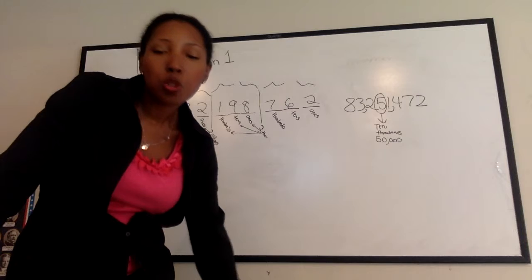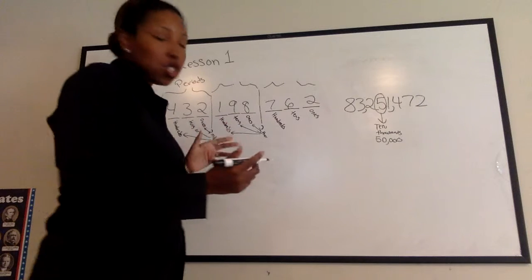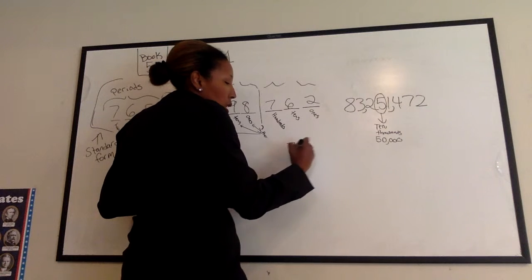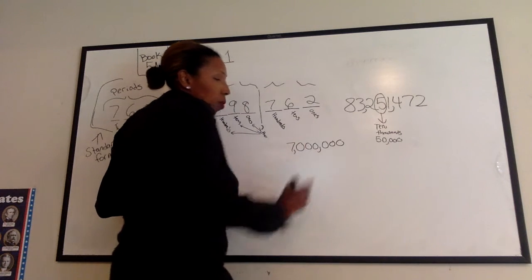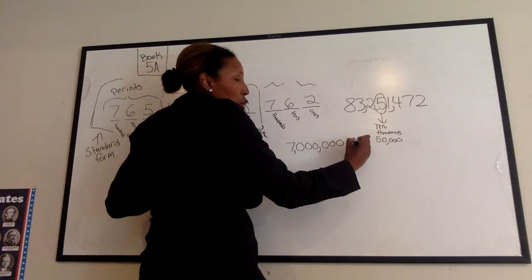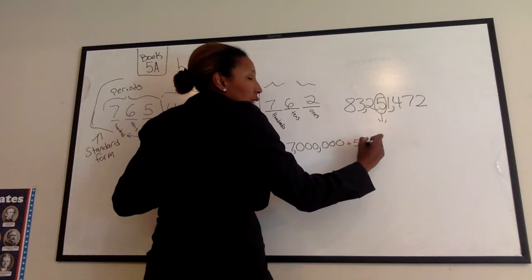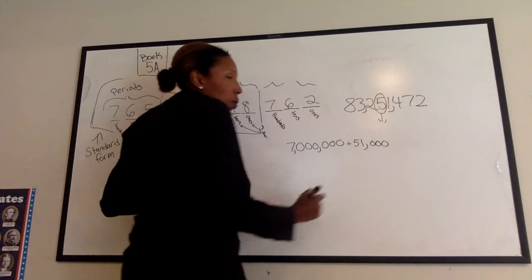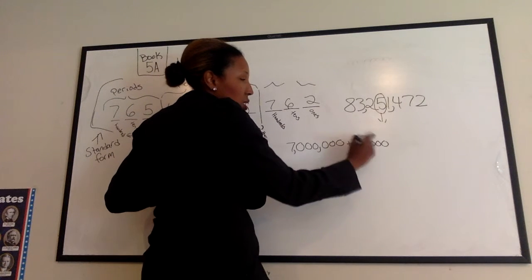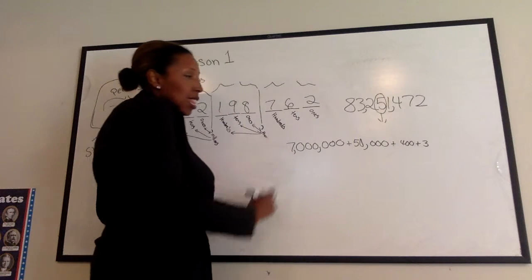They may ask you to take expanded form and put it together, which is very easy. The trick I always say is to put it on top of each other. So in your book you might see 7 million, and then they say plus 51,000. Let's say we'll change it to 50,000 just to keep it in zeros. Plus 400 plus 3.